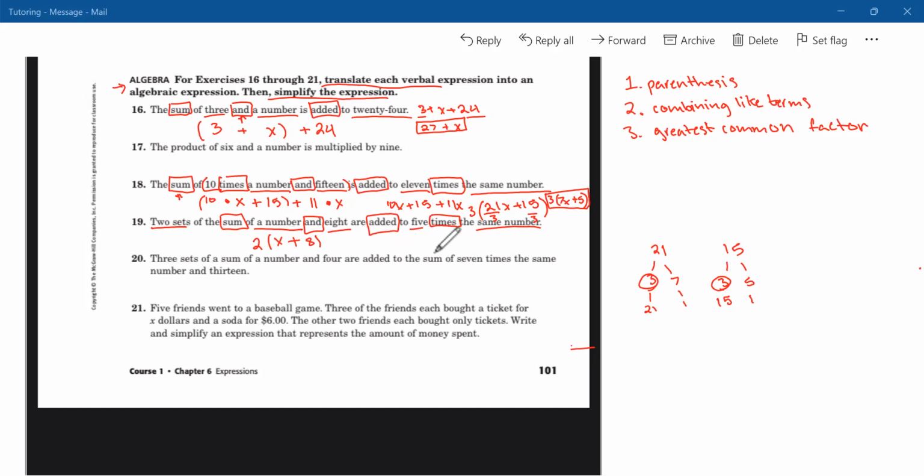Are added to 5 times the same number. So added is a plus sign, and 5 times the same number is the same thing as writing 5 times x, or 5x.